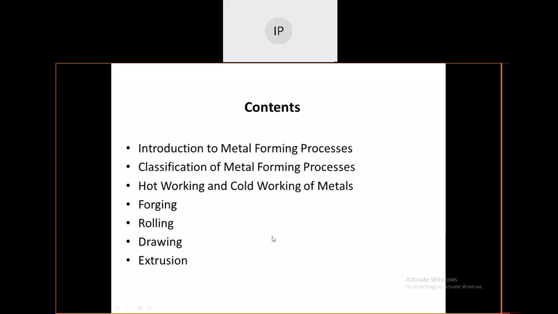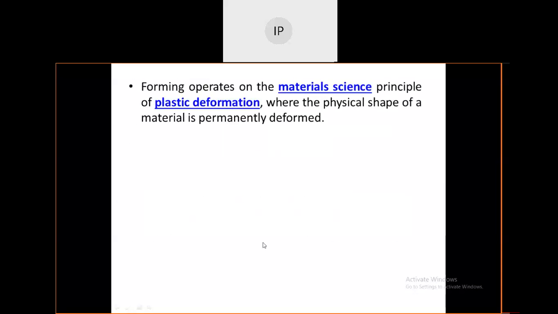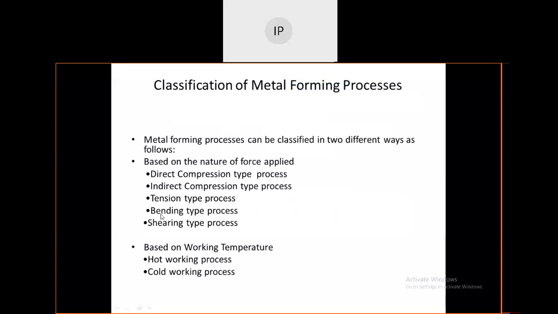So today in class we will go through the classifications of the metal forming process. Basically, we have two types of metal forming process based on the nature of force applied. As we know, different types of forces are available. Which kind of force is required differs for the different techniques that we see.